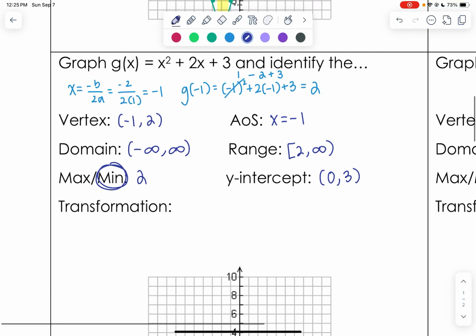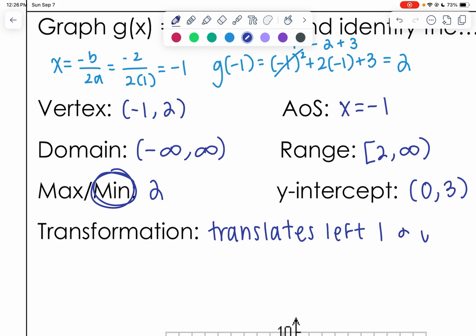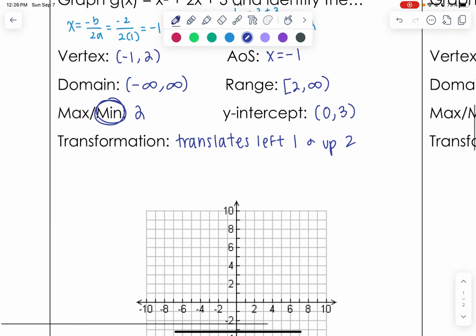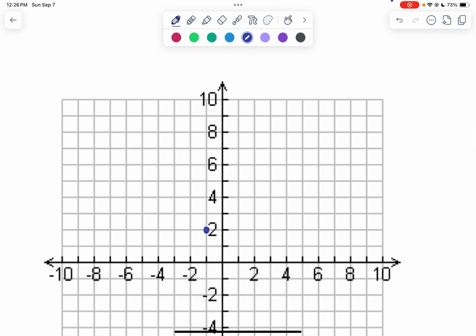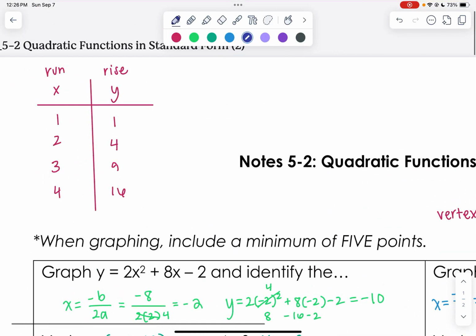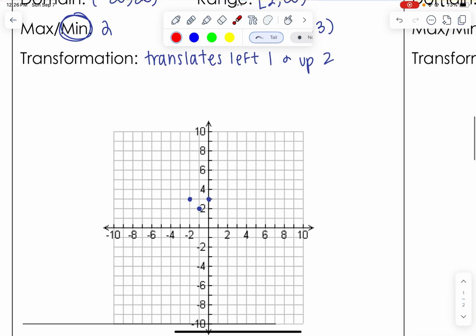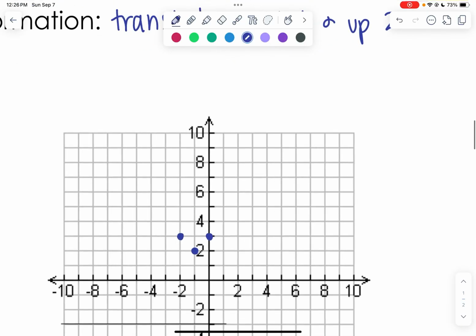And then this wasn't vertically stretched, compressed, reflected, none of that. So I know that this is going to translate left 1 and up 2. There's your point. I know my y-intercept's at 0, 3. It went over 1 up 1. And then I can reflect it. Remember, there's your axis of symmetry. So I can go over here and do the same thing. And then it wasn't vertically stretched or compressed at all. So then I'm going to go over 2 up 4, over 3 up 9. Take your pick. So I'm going to go ahead and go over 2 up 4.